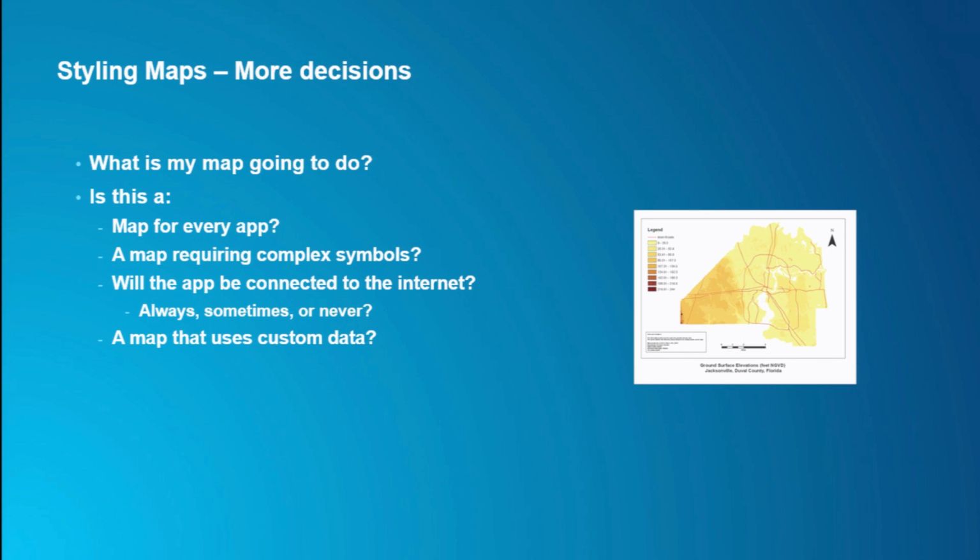So really what you've got to think about is, what is my map going to do? Am I going to be making a map for every single app? Do I need to make a map that has to have complex symbols? Is my map going to be connected to the internet? Always connected? Sometimes connected? Maybe never connected? And do I have custom data, a data type that the Runtime doesn't necessarily support, so I have to write my own provider to consume that data?